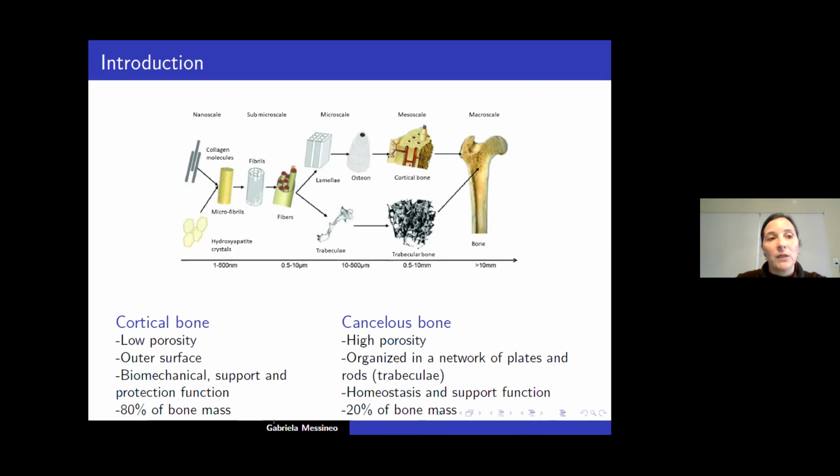On the other hand, trabecular or cancellous bone is a highly porous material, where trabeculae are observable, and it has homeostasis and support function. Homeostasis is the mechanism that equilibrates the cyclic destruction and regeneration of bone. In osteoporotic patients, the formation of new bone does not compensate the resorption, thus weakening the bone and increasing the risk of fracture. So the characterization of trabecular bone is relevant to understand its behavior.